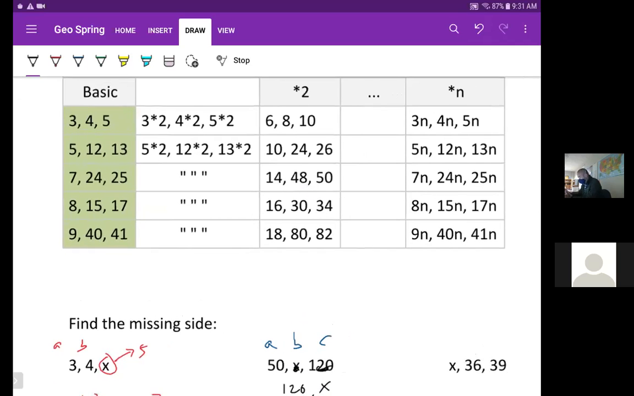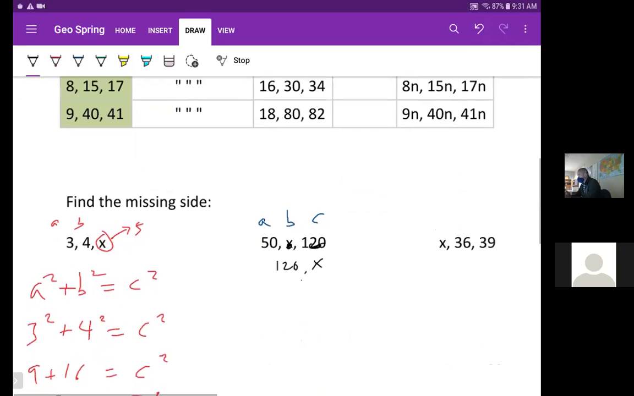So we actually have this one we could do here. If you take this 5 times 10, that's 50. 12 times 10 is 120. So your answer is going to be 13 times 10. So your C is 130.